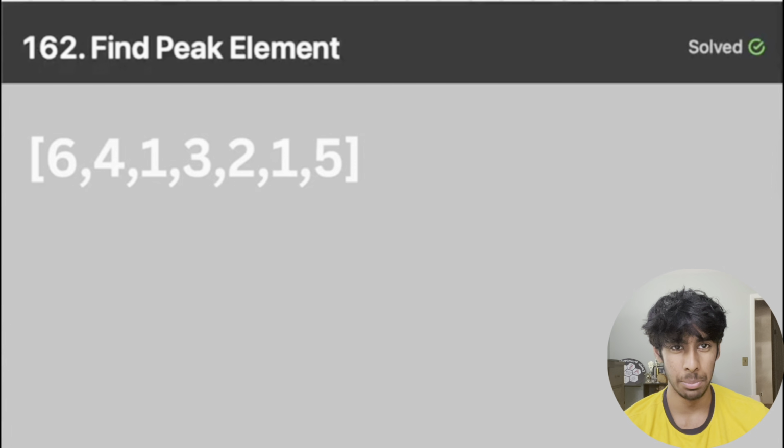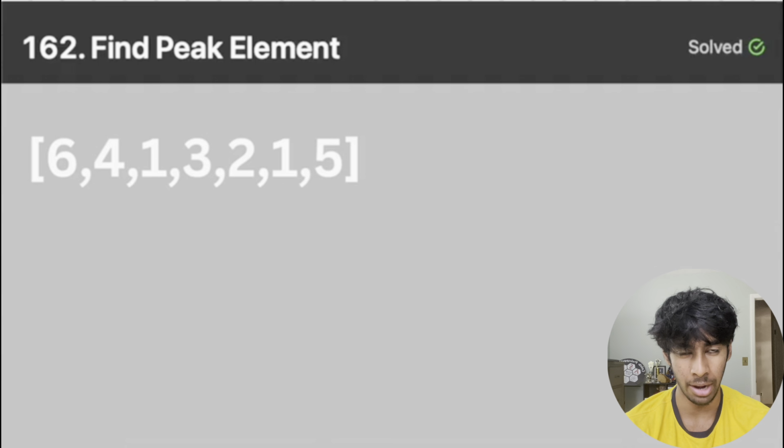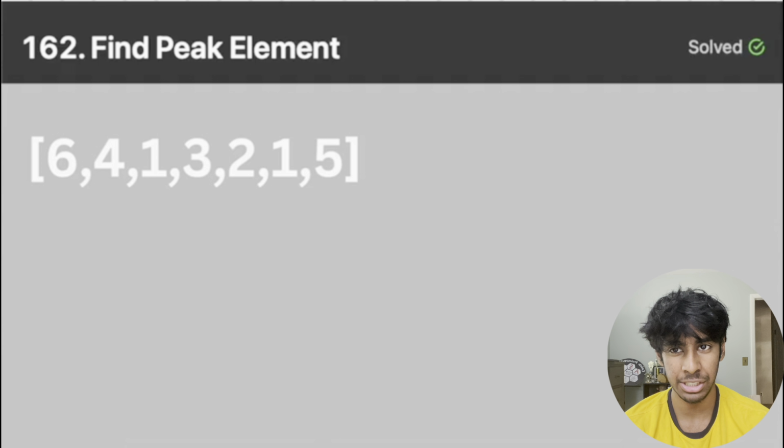In this video, we're going to be solving Leetcode question 162, which is find peak element. Let's get started. So in this question, we are given an array of numbers, and all we need to do is return the index of any number that is a peak element. And a peak element is defined by a number which is greater than the number next to it on the left side and on the right side.